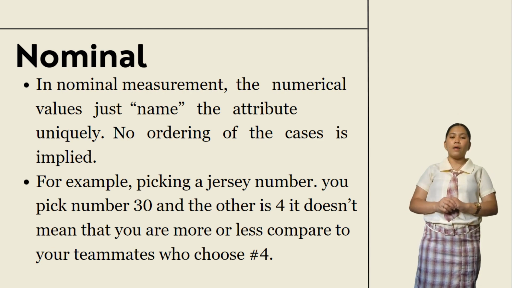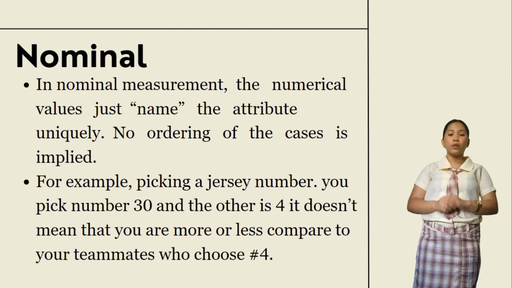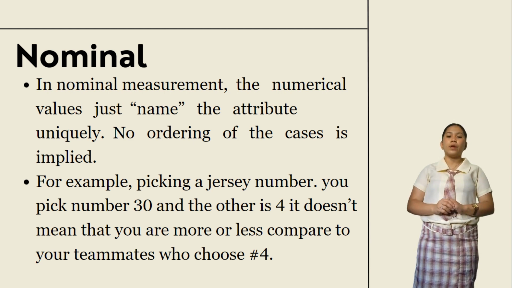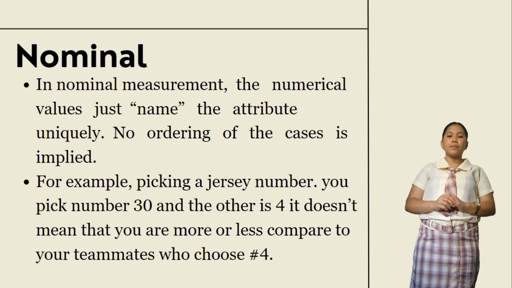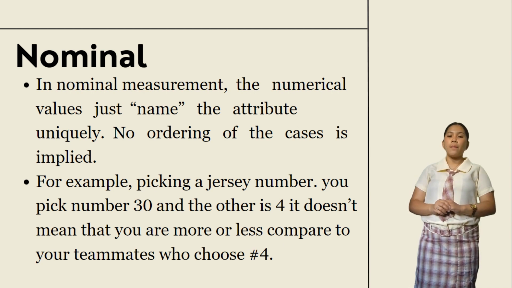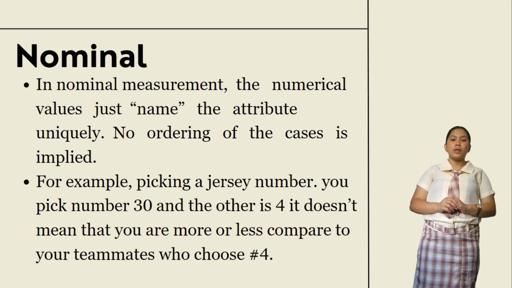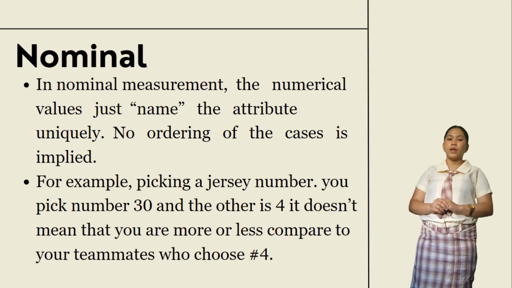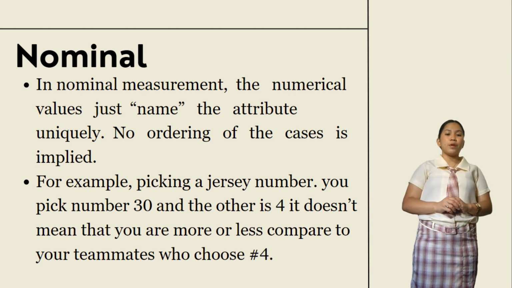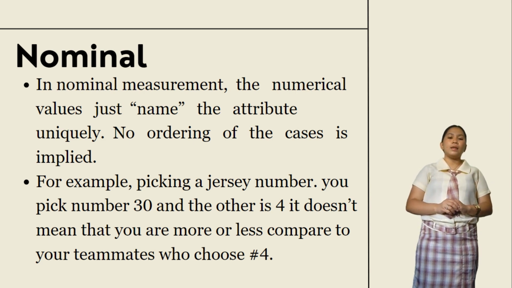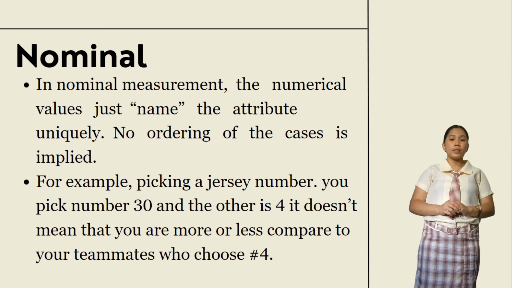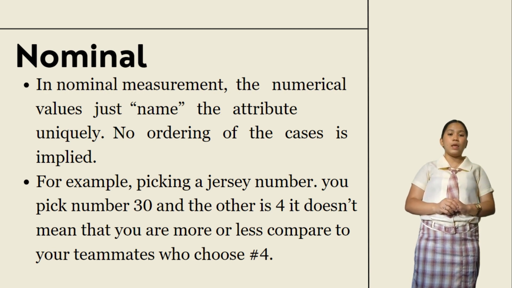Nominal data have no inherent order or ranking. For example, jersey numbers in basketball are measured at the nominal level. A player with number 30 is not more of anything than a player with number 15, and is certainly not twice whatever number 15 is.